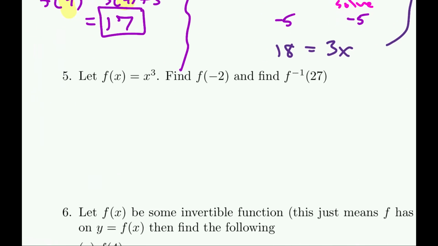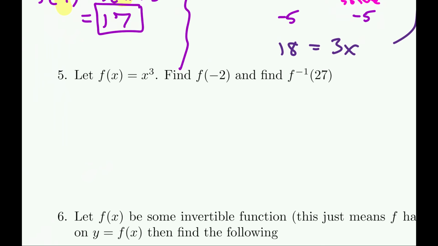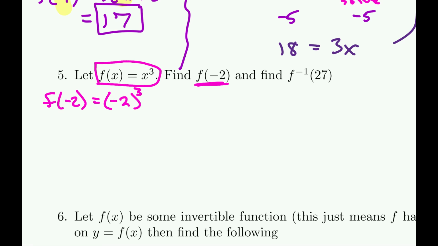Different problem. So again, we'll do this one first, f of negative 2. So f of x is x cubed. So f of negative 2, well, we're just plugging in a negative 2 for x. So it is negative 2 to the third power. So you grab a calculator, negative 2 to the third power is going to be negative 8. So that's it. That's all you do there.